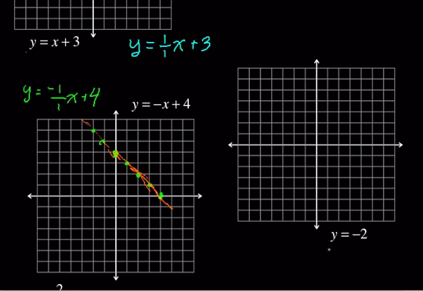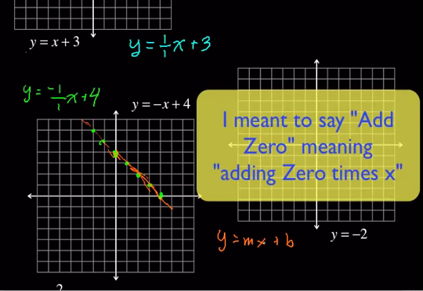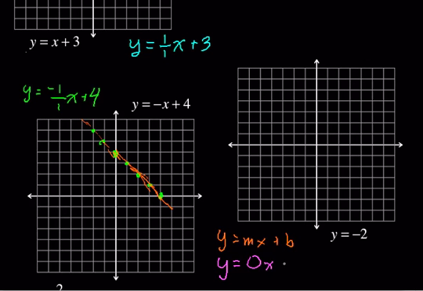How about this next one? Y equals negative 2. Again, we're going to try to force it to be in the form y equals mx plus b. But I don't see any x value. So what can we use for the m so that it would not change the equation? And again, remember what we said about multiplying by 0. If you multiply by 0, you really haven't changed anything. So our equation can actually be y equals 0x minus 2. So this minus 2 is really our y-intercept.